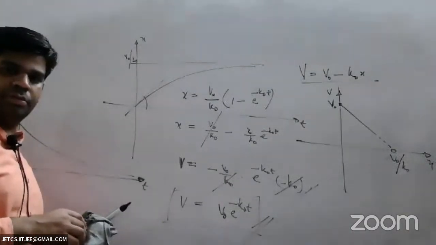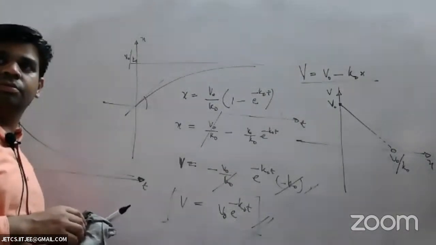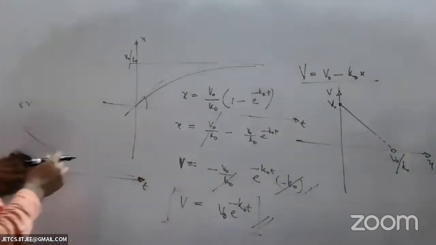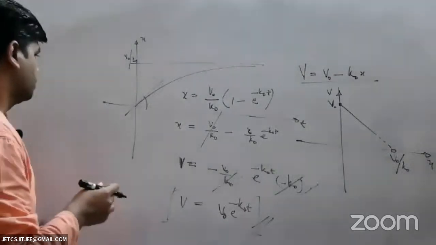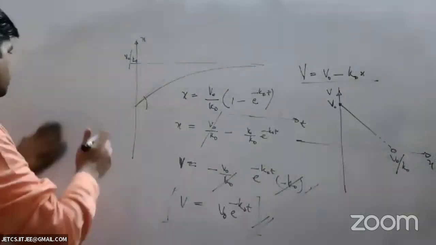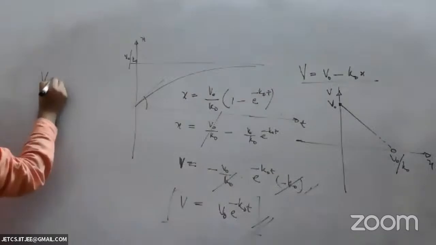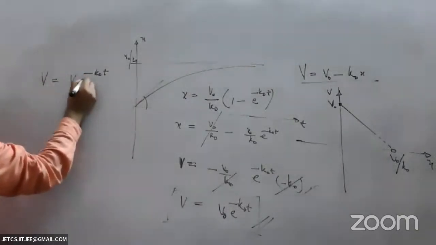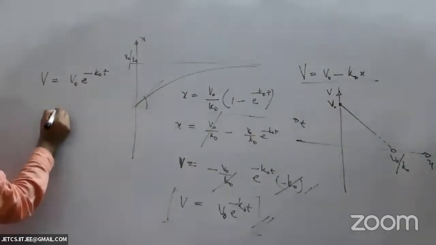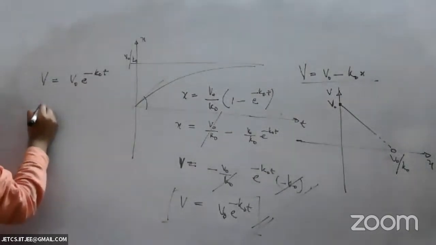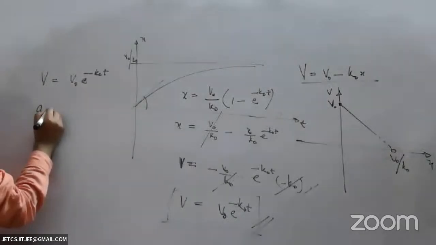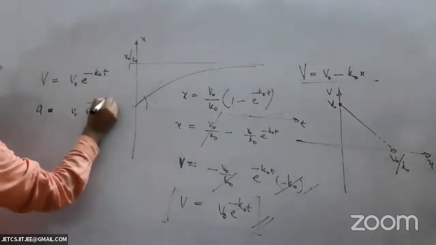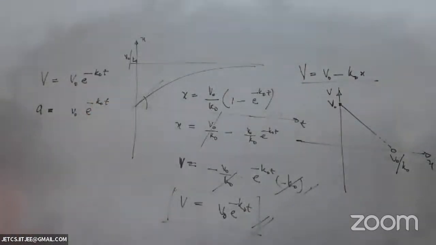Quick. Okay, I'll do it. v is equal to v naught e power minus k naught t. So acceleration is dv by dt, where v naught is constant, times e power minus k naught t. What is the derivative of e power minus k naught t?